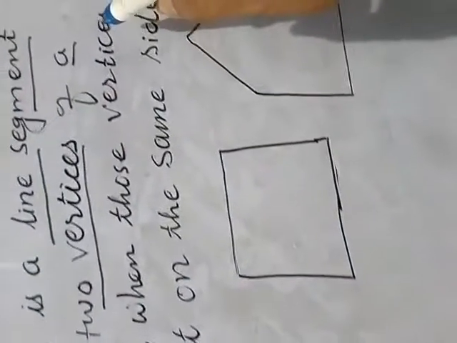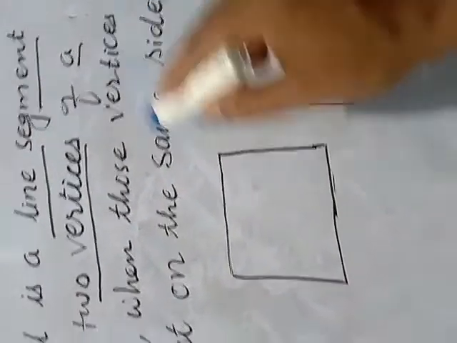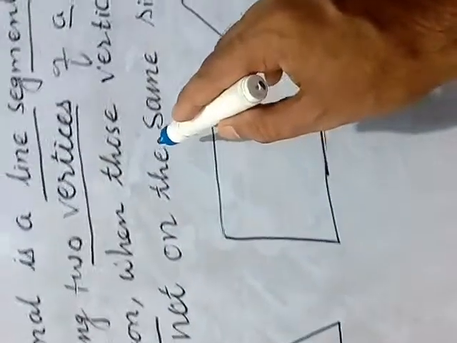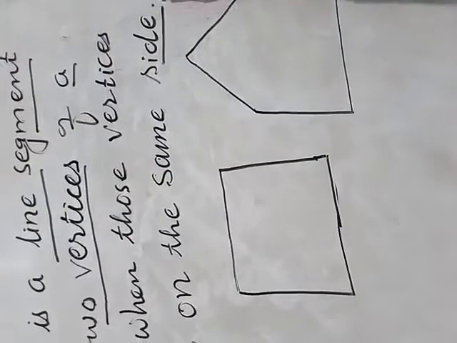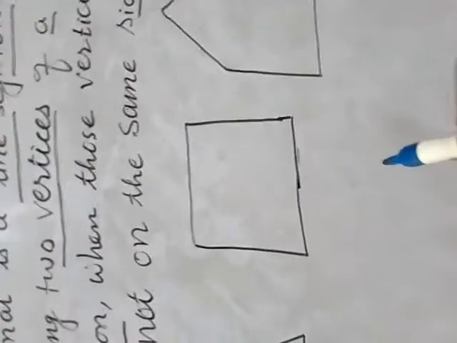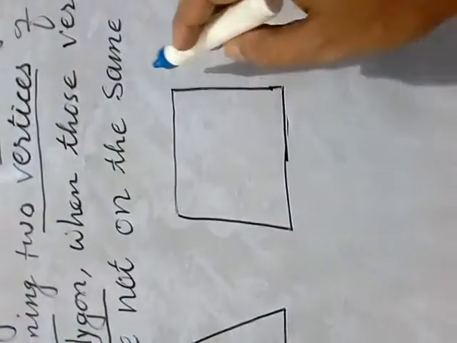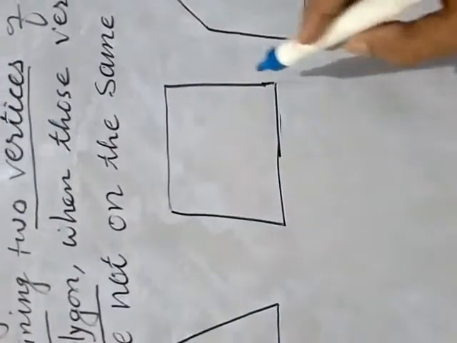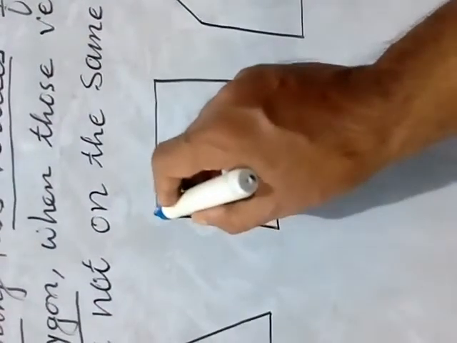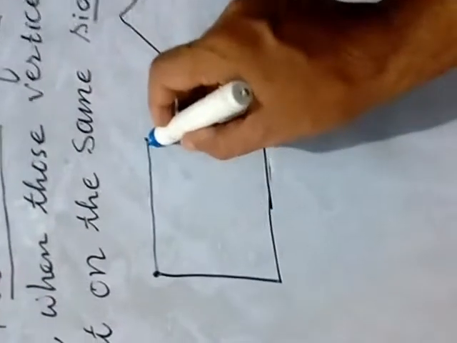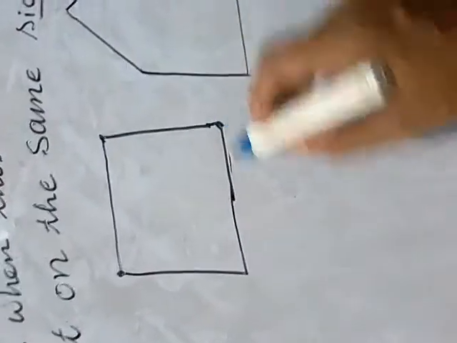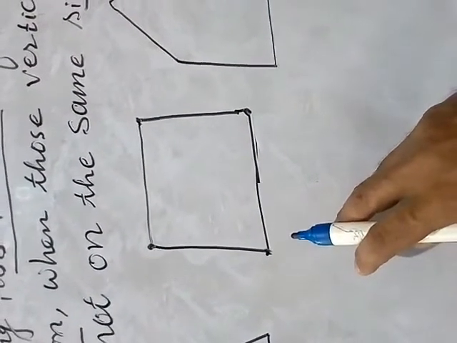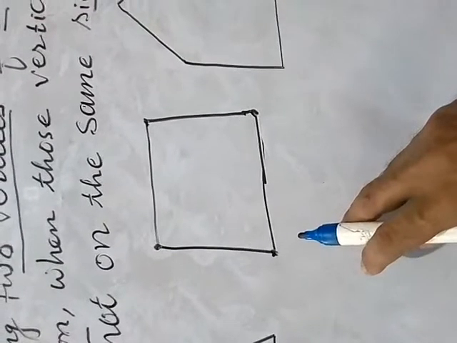When those vertices are not on the same side, so consider we have one polygon. A polygon means a figure made of only line segments. Suppose we have this polygon and these are called vertices. This is a vertex, this is a vertex, meaning a corner. Vertex means corner, and the plural of vertex is vertices.